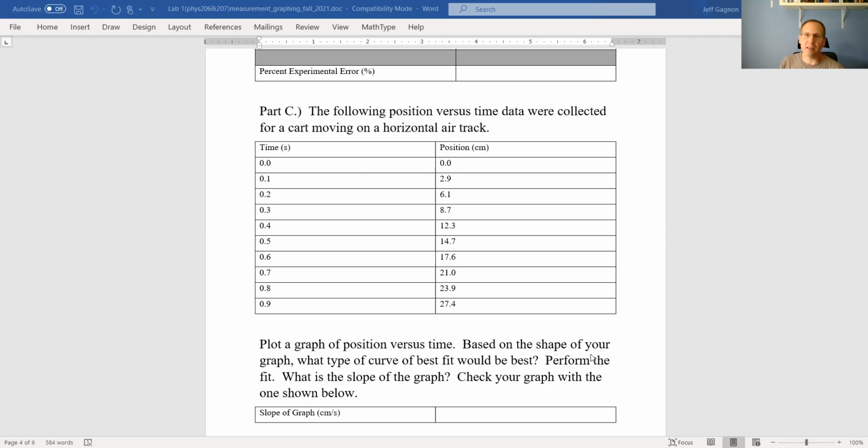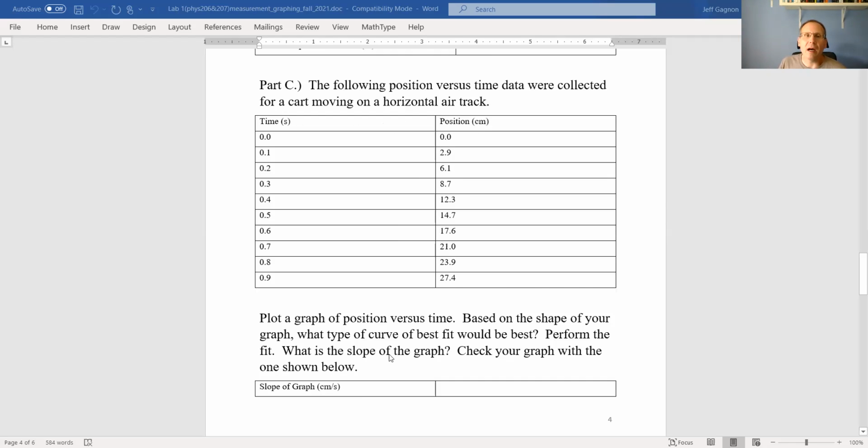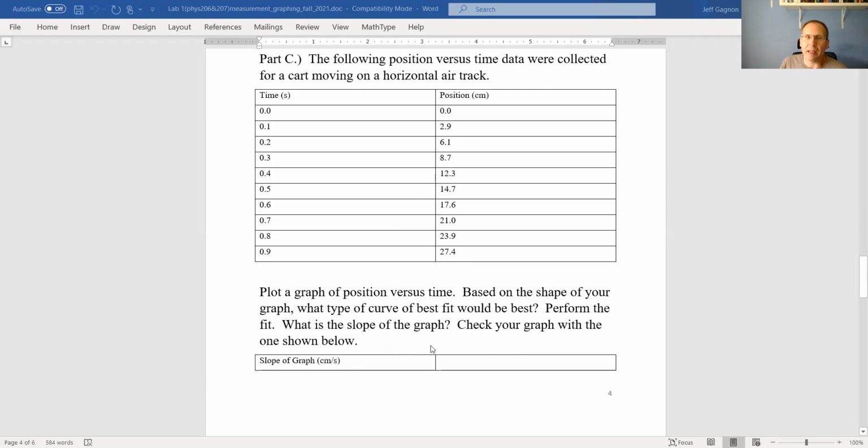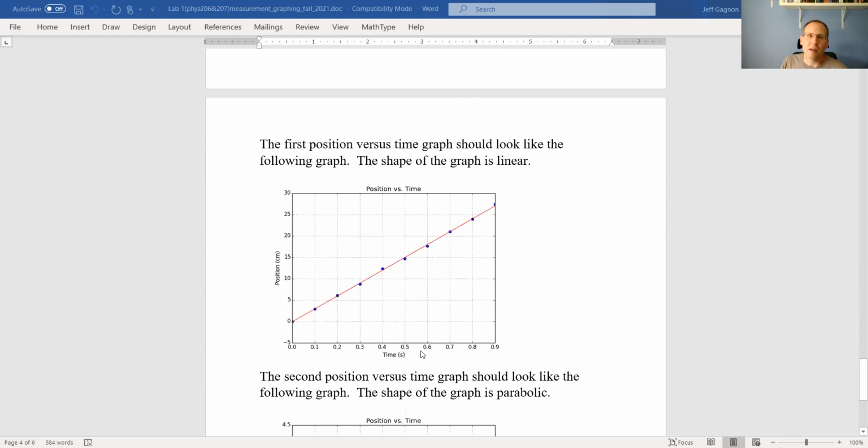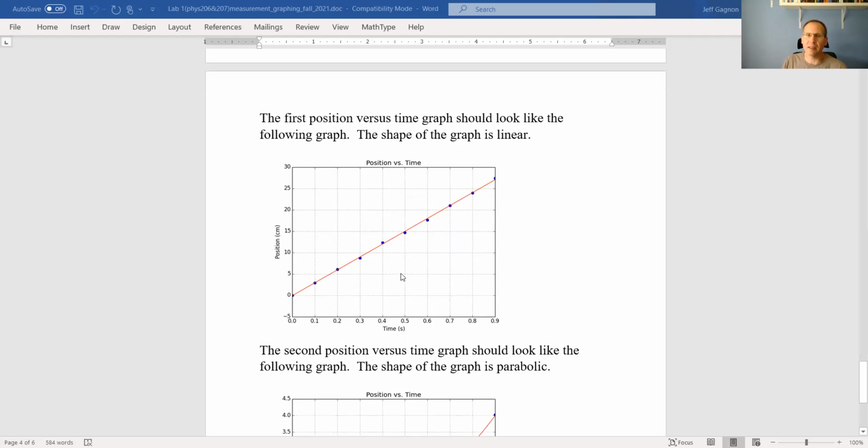Then answer these questions. Based on the shape of your graph, what type of curve would fit best? Perform that fit. Give me the slope of the graph. And actually, by asking for the slope, I'm kind of telling you what type of curve would be best fit, right? It should be linear if I'm asking for a slope. And then make sure you record that slope value here. I used a different program when I graphed this, but your graph should look linear like this. So you just want to make sure it matches that general shape.